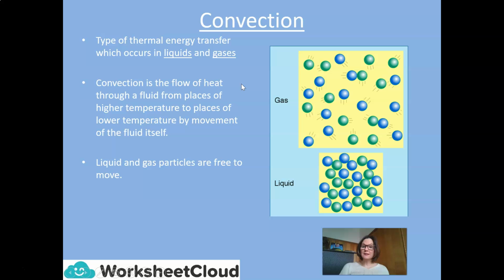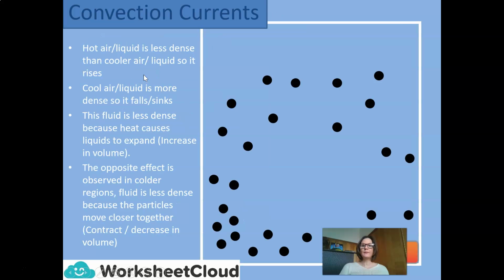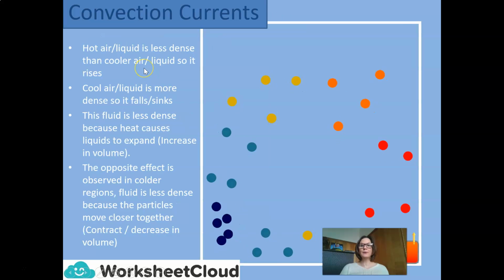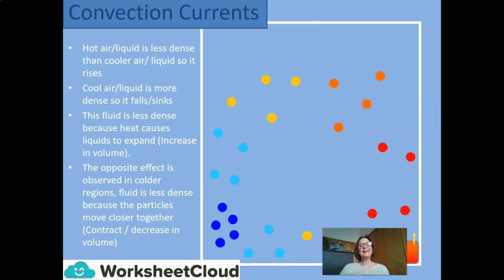Liquid and gas particles are free to move. Particles with more kinetic energy move from hotter regions to cooler regions, taking their thermal energy with them. So here we have another example. The hot air or the liquid is less dense than cooler air or liquid, so it rises.